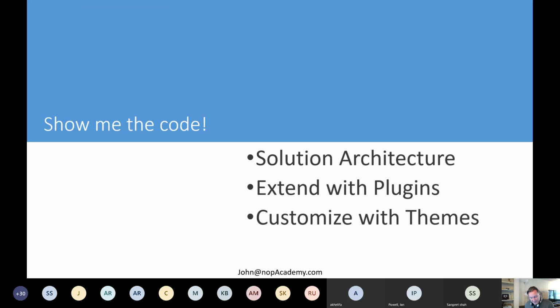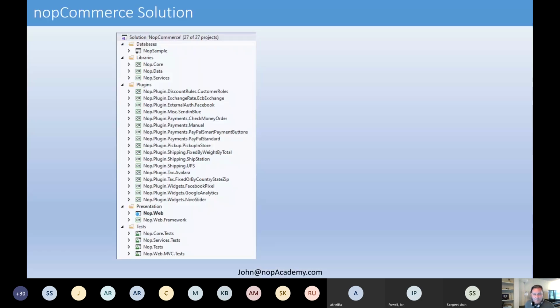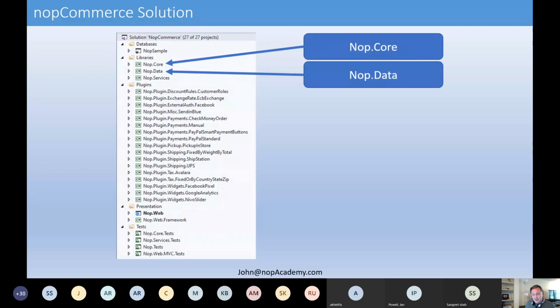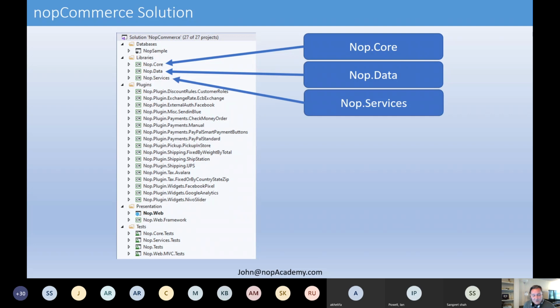So let's look at some code here, and we'll look at a little bit of the solution architecture and how you can extend with plugins and customize with the different themes. I know this slide might be hard to read, even though I'm sharing this up close with you, but nonetheless, for what makes up the solution, you have this common library of a Nop.Core project, and then you have a lot of your data access that's being handled within the Nop.Data project. And Nop.Services is where a lot of business logic resides. So you have these three different libraries that are central to the entire platform.